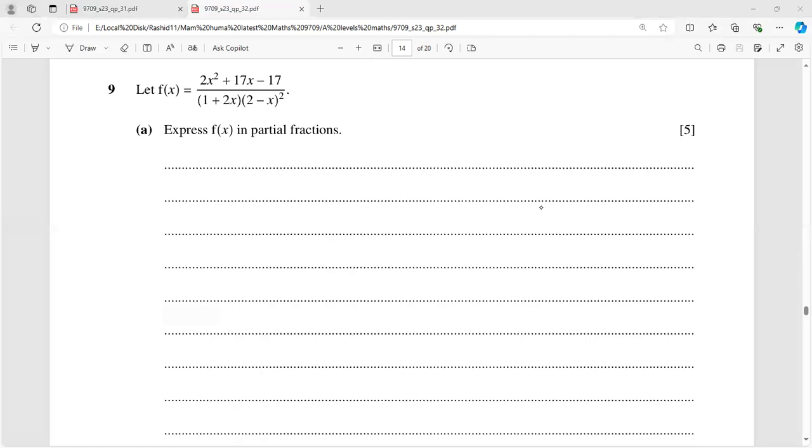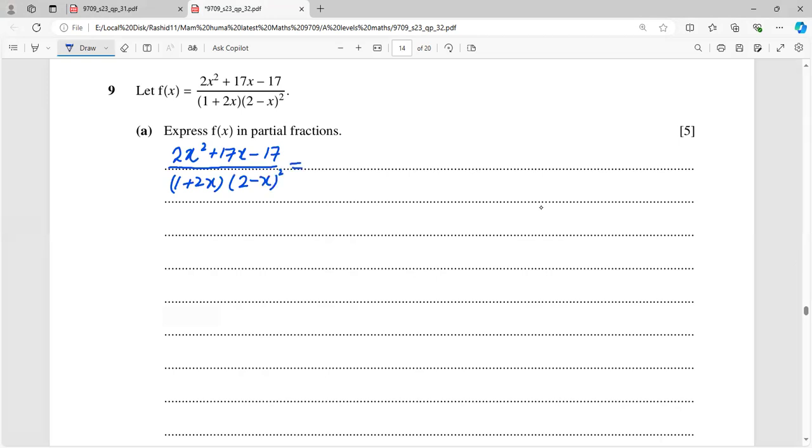So I try to solve this question. This question is a little bit lengthy question. So I will solve with the help of this marker, that is the blue marker. That marker will move with respect to the pages. So I have 2x squared plus 17x minus 17 divided by 1 plus 2x into 2 minus x whole square.